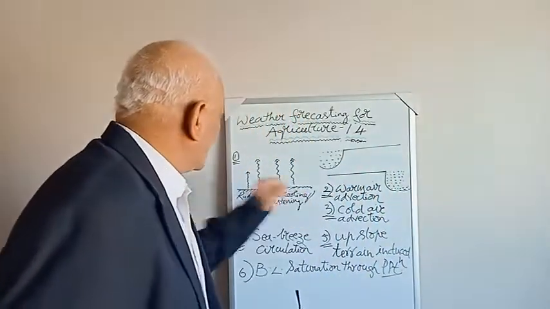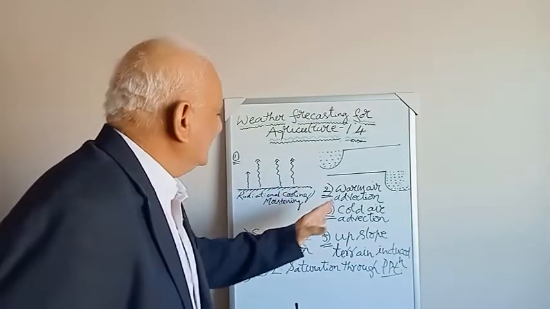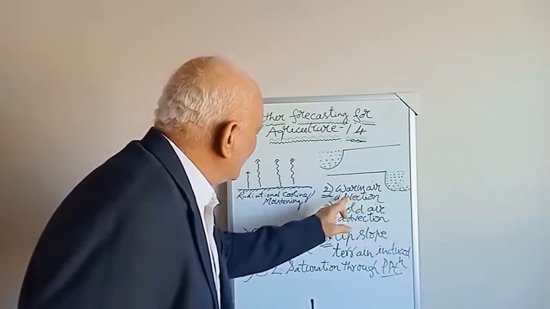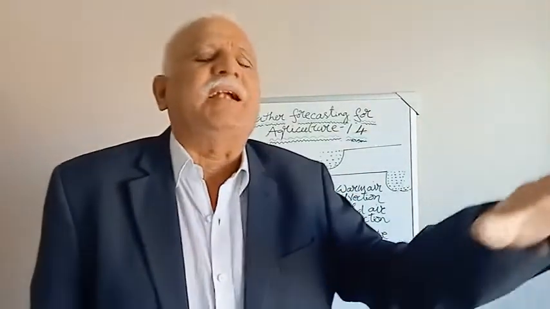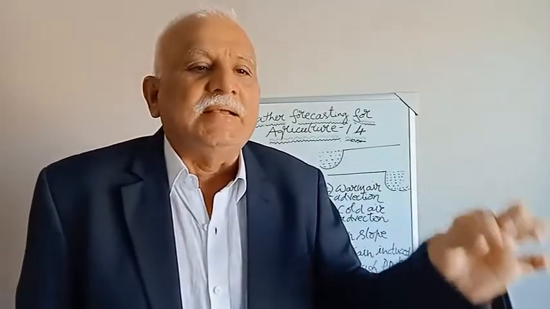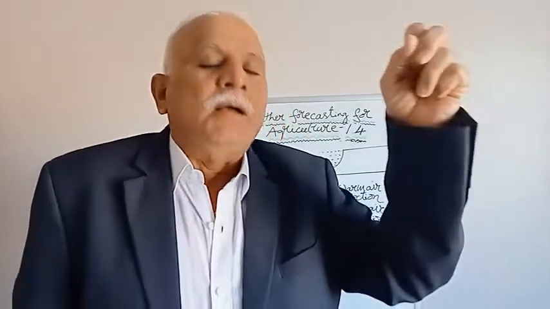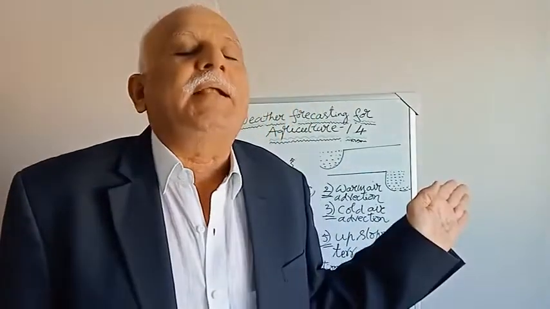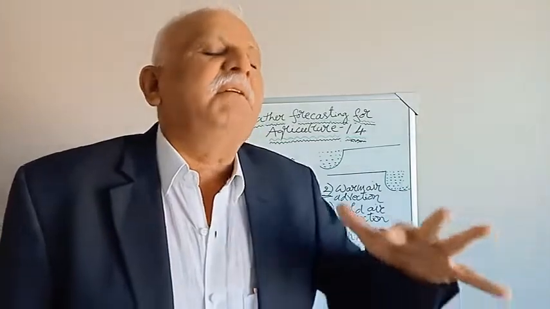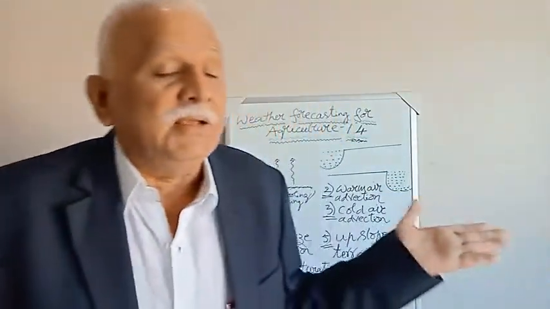Here you see, this is the ground. Energy is going out. So, radiation cooling. Second thing is warm air advection. Third one is the cold air advection. What is meant by warm air advection? For example, 20 degrees centigrade of warm air is there on the land. When it passes over an oceanic area or a very large area, of say a river.